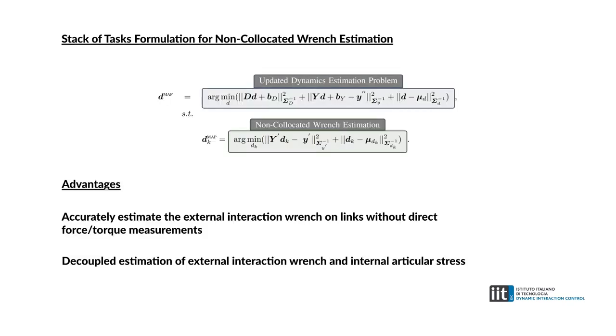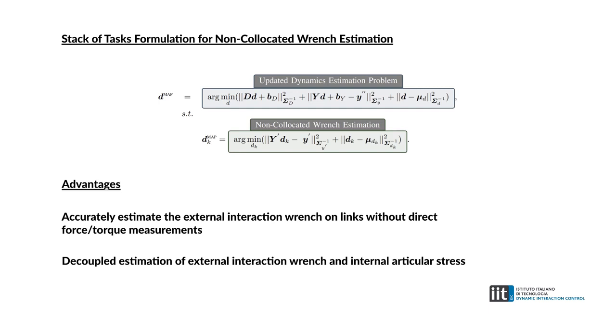We extended the original stochastic whole body inverse dynamics problem into a stack of tasks two-step approach, where the non-collocated wrench estimation step considers the centroidal dynamics constraint along with the wrench measurements, and the updated dynamics estimation problem uses the estimates from the previous step as measurements.